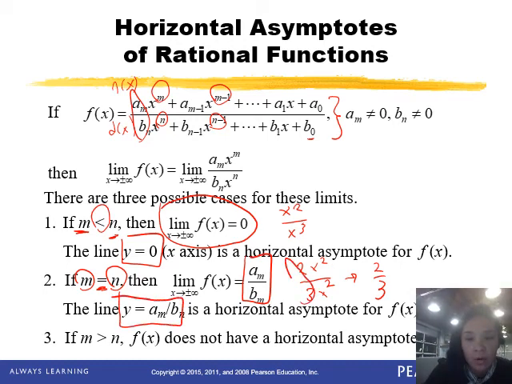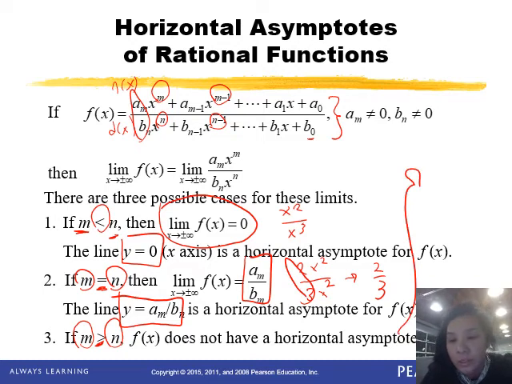Now, if the exponent of your numerator is greater than the exponent of your denominator, you do not have a horizontal asymptote. For number 3, let's bring that up here to the side. If you have, for example, x to the 4th over x squared, then this does not have a horizontal asymptote.